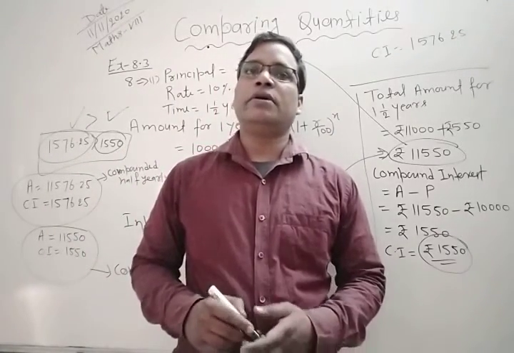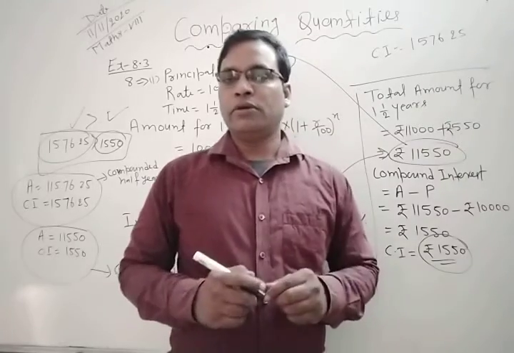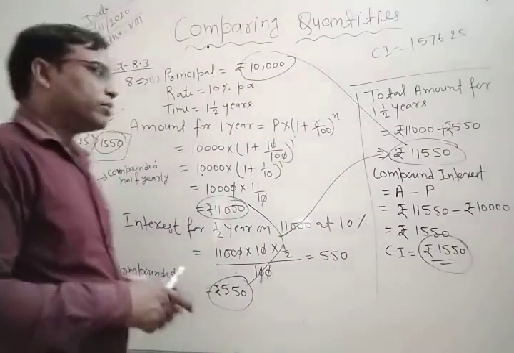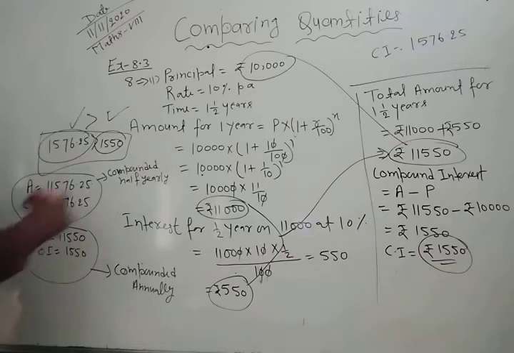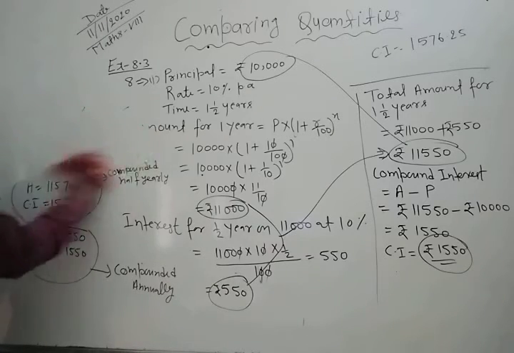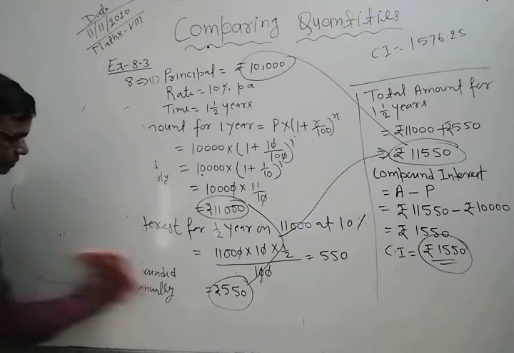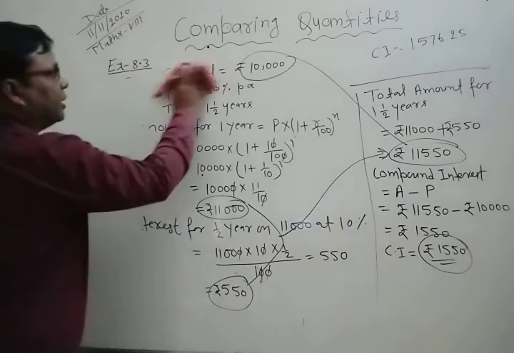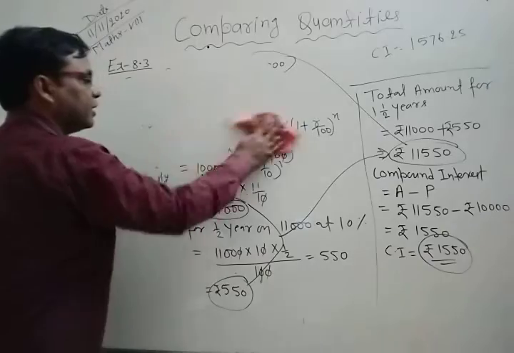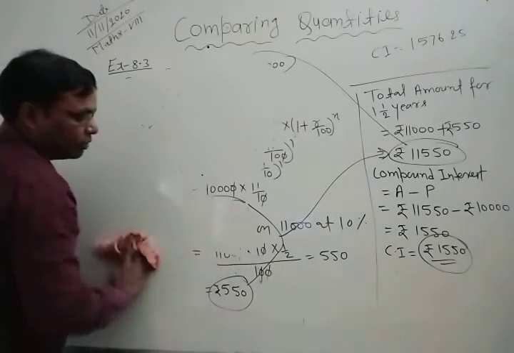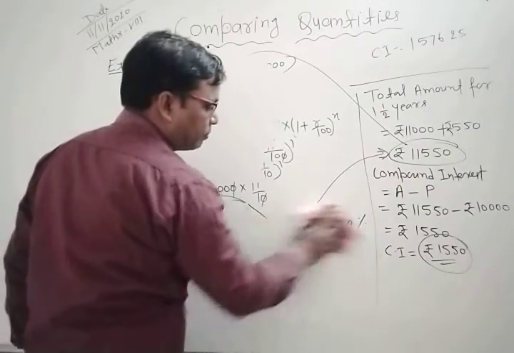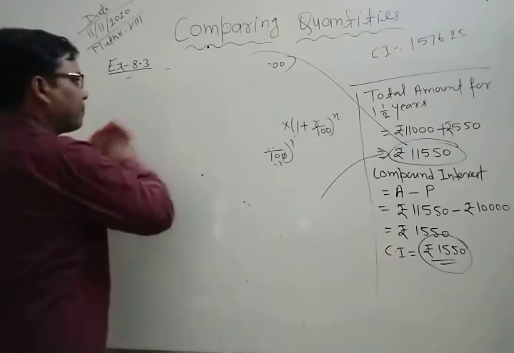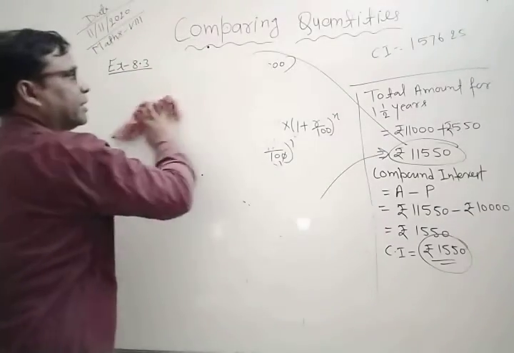Now we are going to discuss question number 9, so let's see what we have in question number 9 and how we can solve it. In question number 9, the principal given is 4096, and the rate given is 12.5% per annum, and the time given is 18 months.